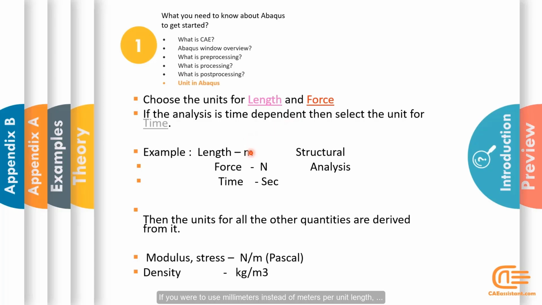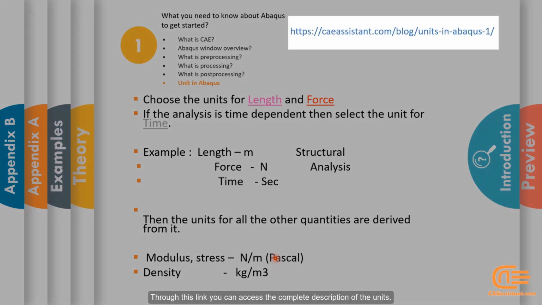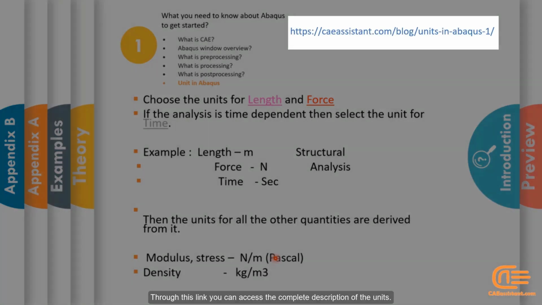If you were to use millimeters instead of meters per unit length, then the stress unit would be megapascals, and the density unit would be ton per cubic millimeter. Through this link, you can access the complete description of the units.